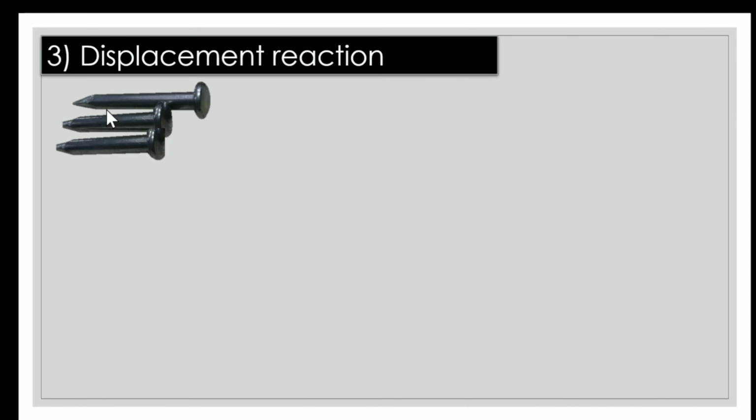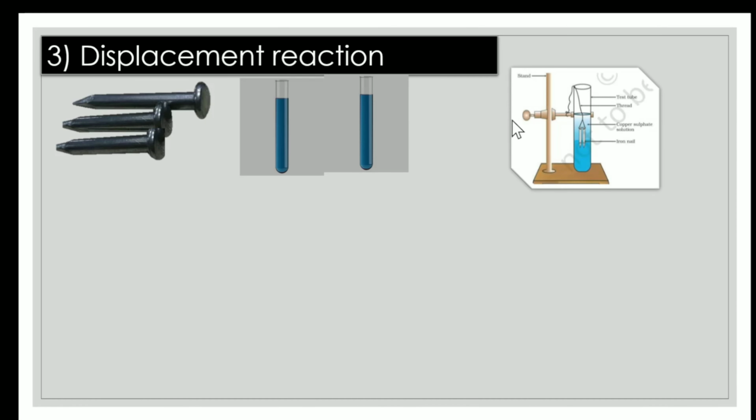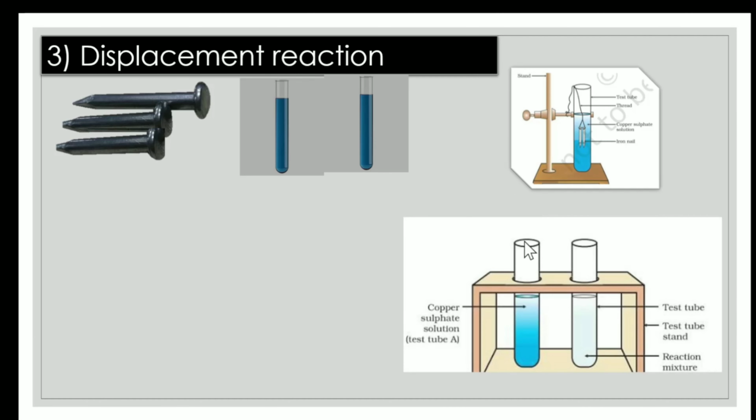First of all, we take three iron nails and two test tubes filled with copper sulfate solution, and we dip two iron nails in the copper sulfate solution, and after 20 minutes take the iron nails out of the solution. There is a change in the intensity of the blue color between test tube A and test tube B. In test tube B, the intensity of the blue color is decreased. What is the reason behind that? And these two iron nails' color also changed. Why? What is the reason behind that?